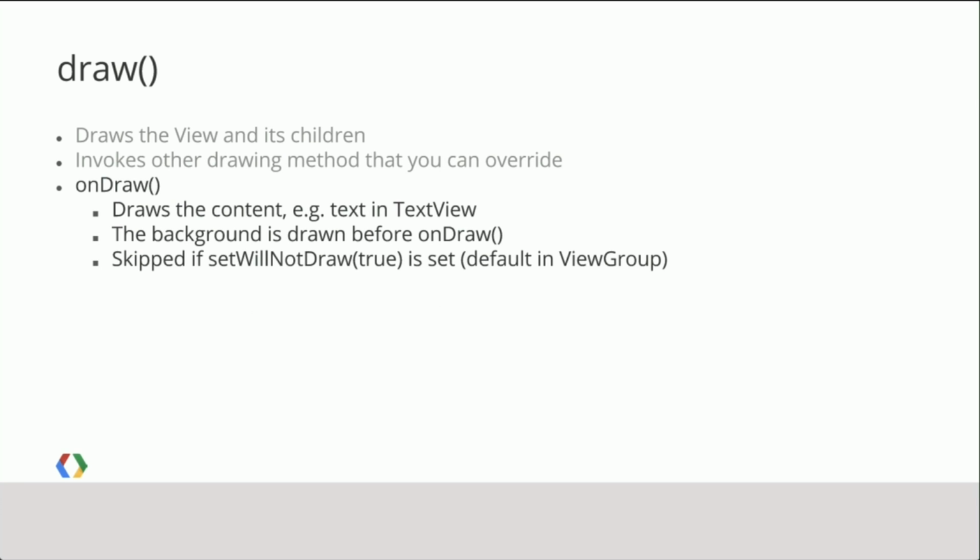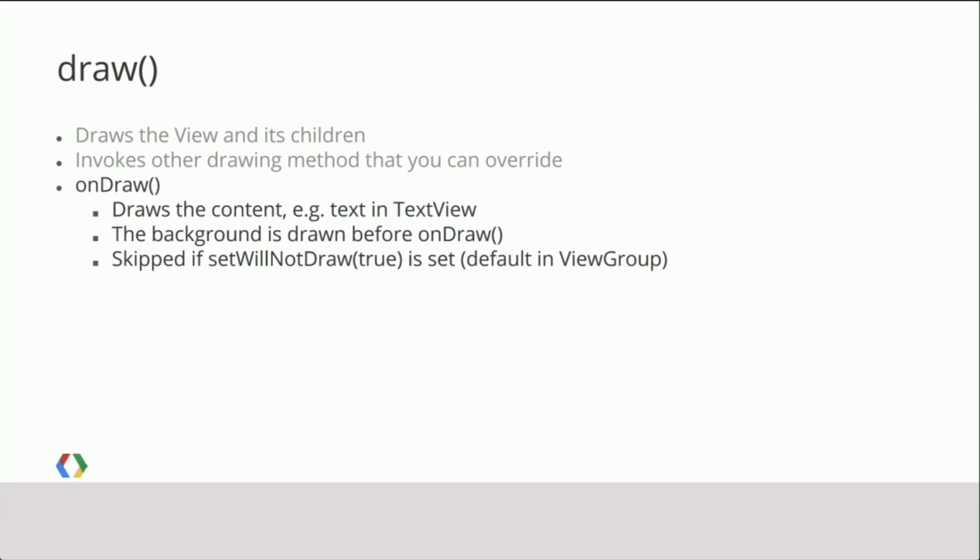The first one is called onDraw, and I'm sure a lot of you are familiar with that method. How many of you have ever implemented the onDraw method? Okay, that's really good. Good, lots of experience. The only goal of the onDraw method is to draw the content of the view. You don't have to draw a background. The base view class, the draw method, will do that for you. But any other content you want to draw, like text in a text view, that's where you do it.